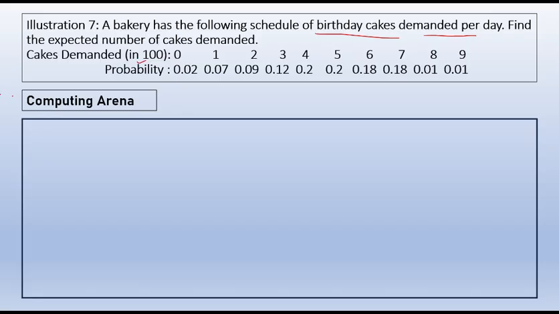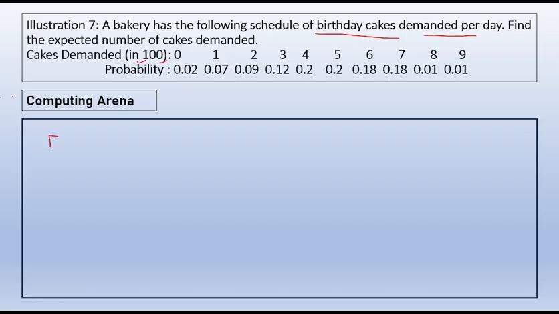But if you look at the data, here there is one twist, that it is the number of cakes demanded in 100. So 0 means something less than 100, 1 means 100, 2 means 200. So this is expressed in terms of 100. So whatever be the expectation, we'll have to multiply it by 100 to get the exact number, if you speak about number, or else you keep it in terms of 100. Anyways, let us do this.